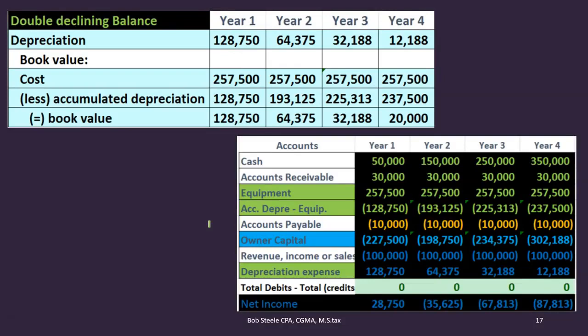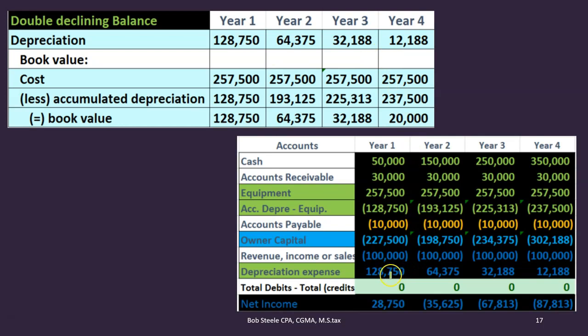If we look at the comparison, then we can see year 1, year 2, year 3, year 4. We can see that the cost is the same all the way across, whether we do it in our calculation method here or within the trial balance. We can see that the accumulated depreciation then is going up in not a straight fashion. It's going up at basically a decreasing rate. Why? Because we front loaded the depreciation. So a lot more depreciation happened in year 1 than in year 4.